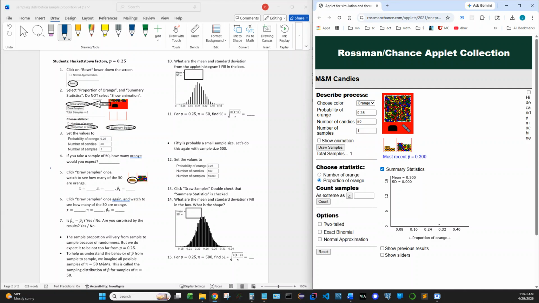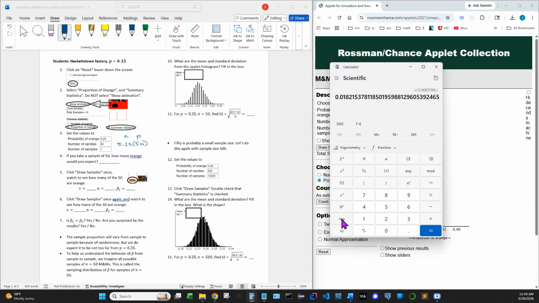Actually, let's answer this question over here before we analyze those results. If you take a sample of 50, how many orange would you expect? Well, we're expecting about a fourth of those 50 to be orange. So it's n times p. Go to the calculator here: a fourth of 50, 0.25 times 50, about 12.5. So either number here would be fine, 12 or 13. Let's go ahead and go with 13 here. So we expect about 12 or 13 orange each time we do this.